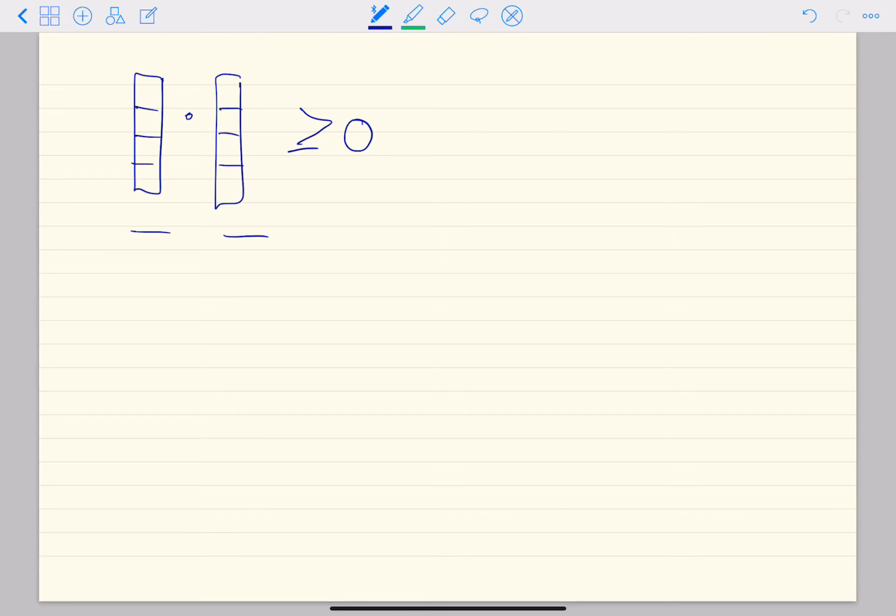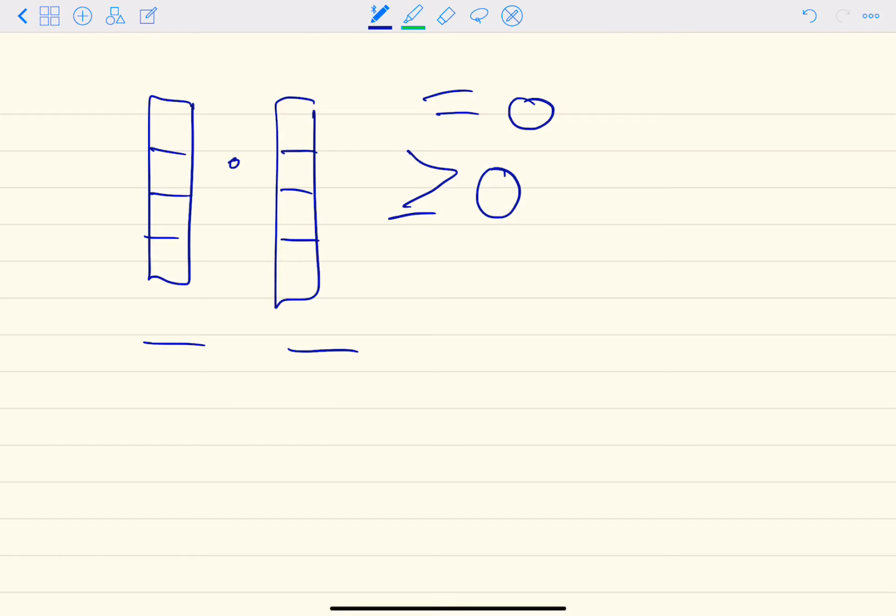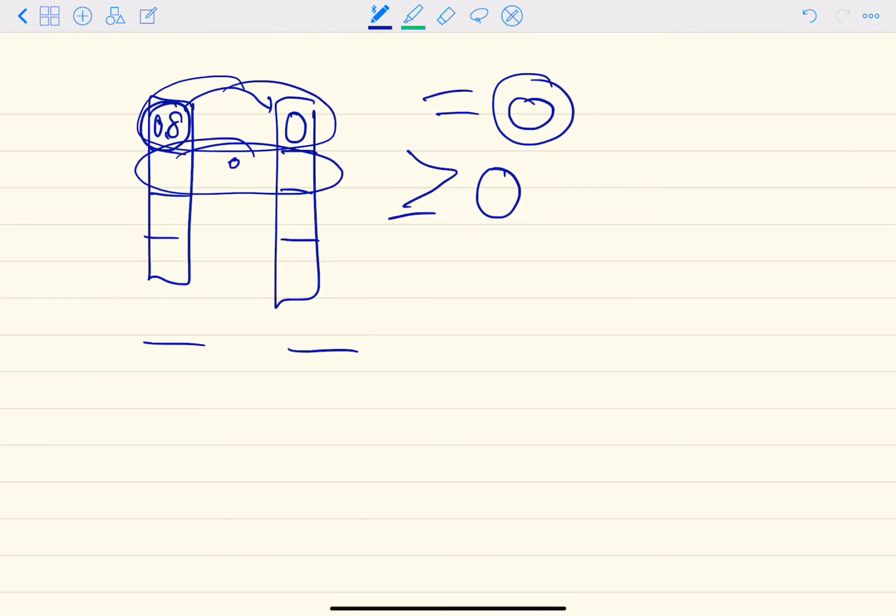And what's the meaning of the inner product being 0? If some non-zero value, 0.8, is found over here, how can we achieve an inner product of 0? Then this value should be 0 over here, right? So for those matching entries, at least one of them should be 0, considering non-negative values.